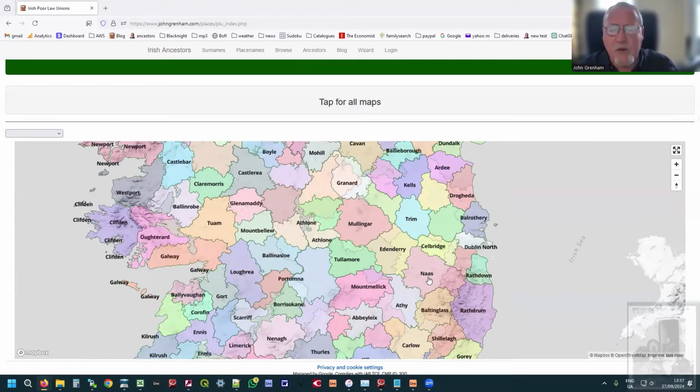Okay, why are we looking at these at all? Because they are the divisions used to record births, marriages, and deaths by the Irish state. How in the name of God did that happen? Let me take you through it. Back in the 1830s, poverty in Ireland was a big issue in the United Kingdom Parliament, and Ireland was part of the United Kingdom then.